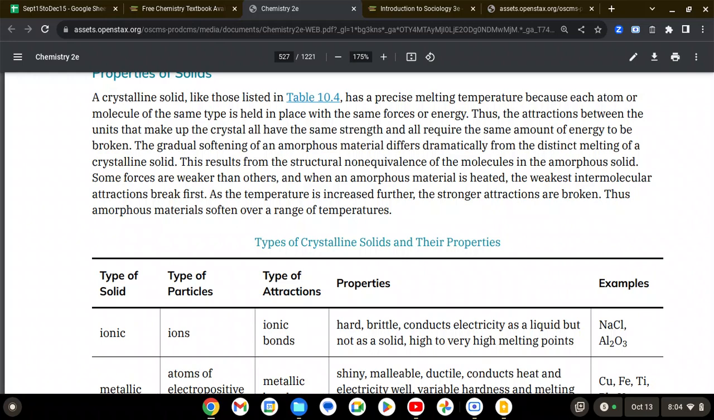The gradual softening of an amorphous material differs dramatically from the distinct melting of a crystalline solid. This results from the structural non-equivalence of the molecules in the amorphous solid. Some forces are weaker than others, and when an amorphous material is heated, the weakest intermolecular attractions break first. As the temperature is increased further, the stronger attractions are broken. Thus, amorphous materials soften over a range of temperatures.